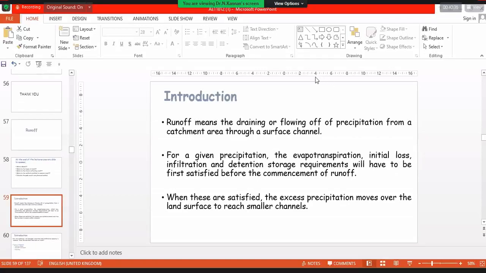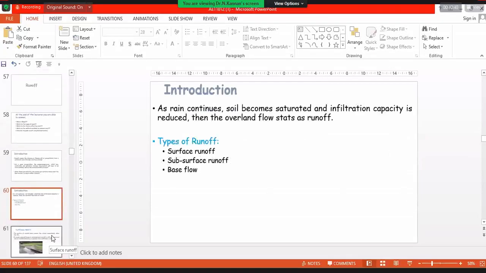Right, good. So with that note, we will move to the next point, right? As rain continues, soil becomes saturated and the infiltration capacity is reduced. Then the overland flow starts as runoff. You got the point? So this is the very important point. So we have to understand this one properly, right?